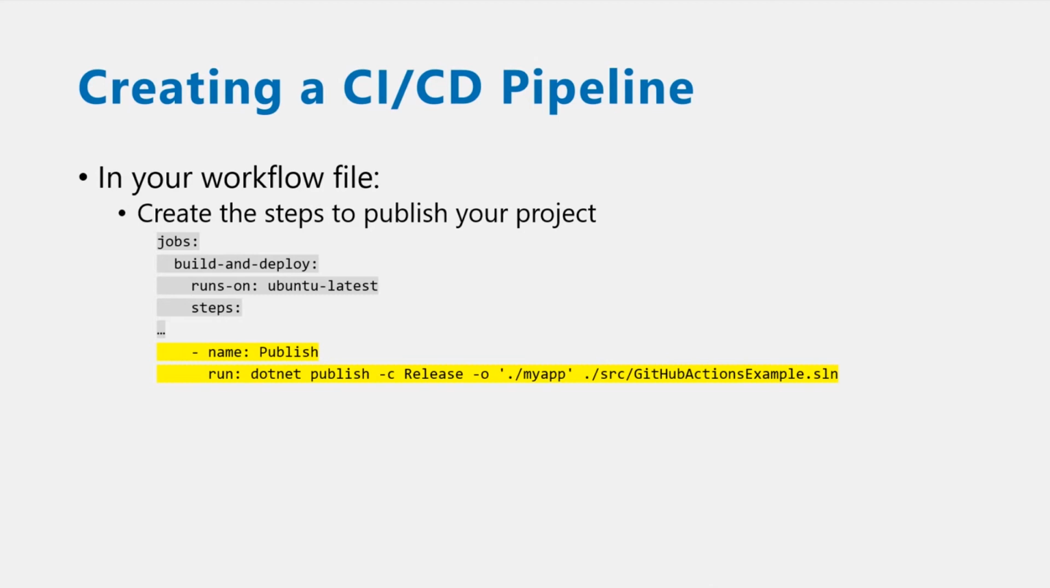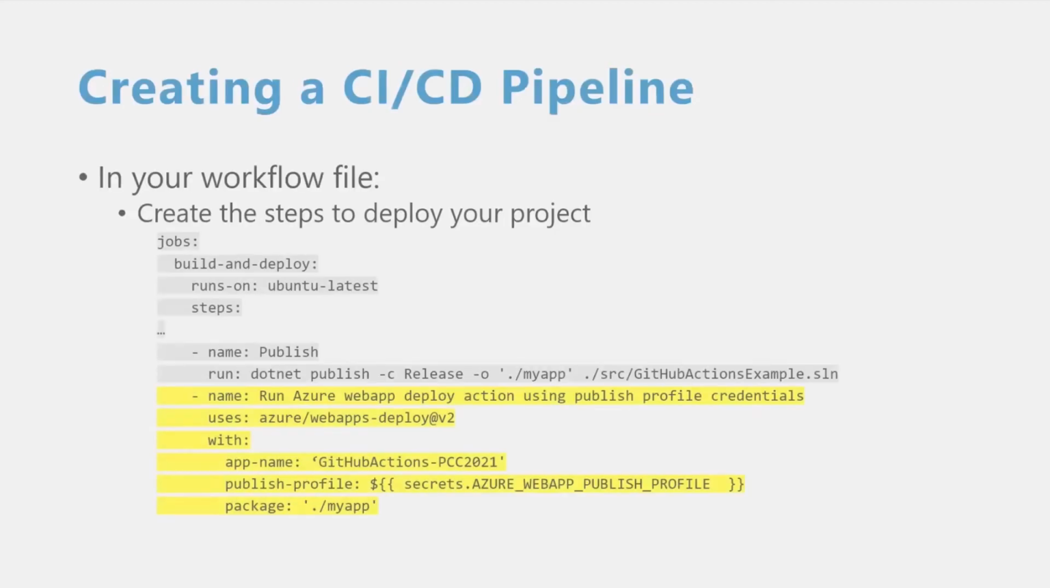So in this case, we're using .NET publish. We're using the configuration of release because we don't want our web config to have debugging enabled. We're going to push it out to an output directory called /myapp, and we're going to point it to the GitHub Actions solution file. Then from there, we're going to add another step. We're going to call that run Azure web app deploy action using the publish profile credentials.